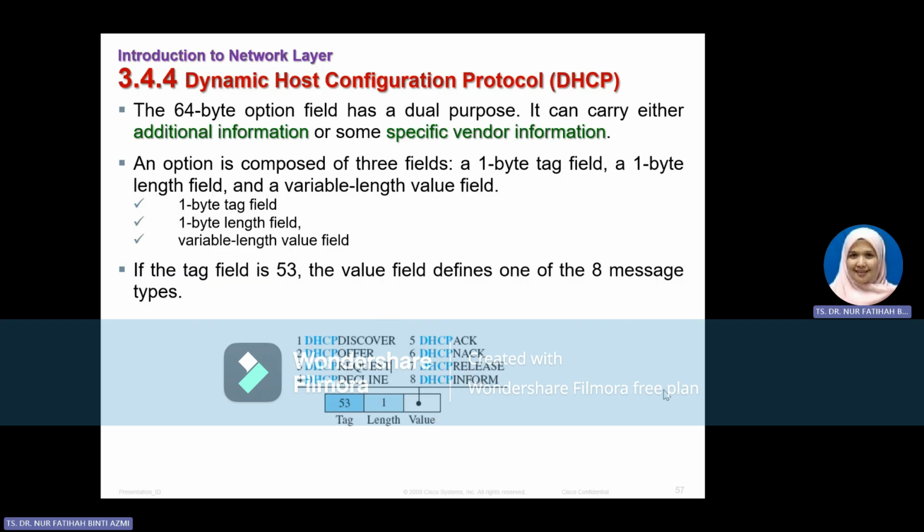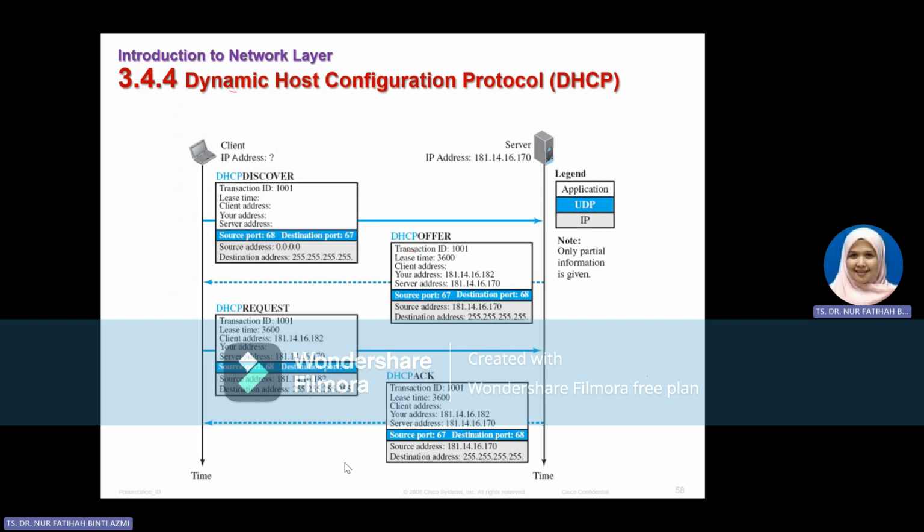And this is the fundamental mechanism of how devices dynamically obtain and manage their network configuration.